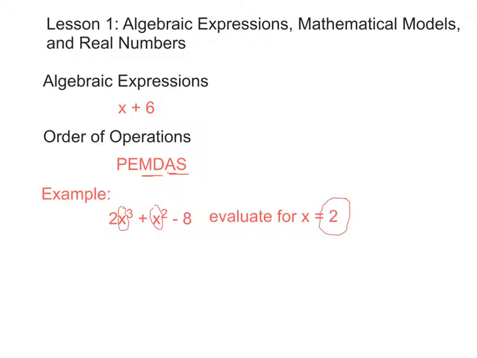And if I do that, I now have 2 times parentheses 2 to the third power plus 2 in parentheses raised to the second power minus 8. My result simply comes out to be 12. So I've evaluated my expression for x equals 2, and my expression when x is equal to 2 is equal to 12.